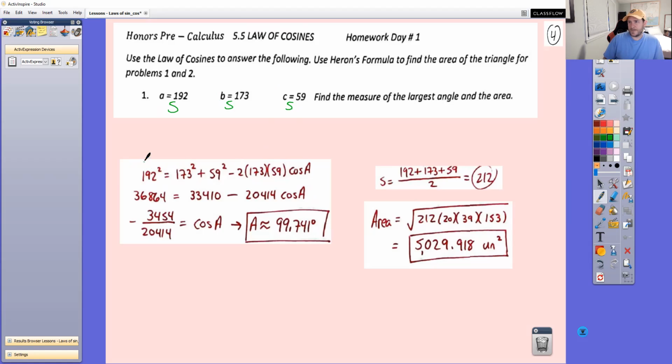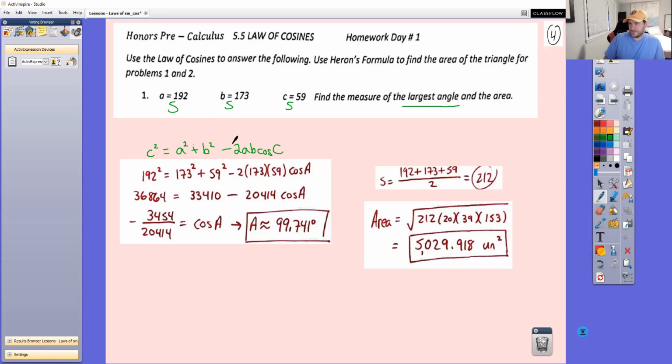So looking here, we're doing c squared equals a squared plus b squared minus 2 times a times b times the cosine of c. And then you'll notice, I'm not actually doing the cosine of c, I'm doing the cosine of a. So why? Well, because it said find the measure of the largest angle. And we know that the largest angle will always be opposite from the side that is the longest. So that's for us a.